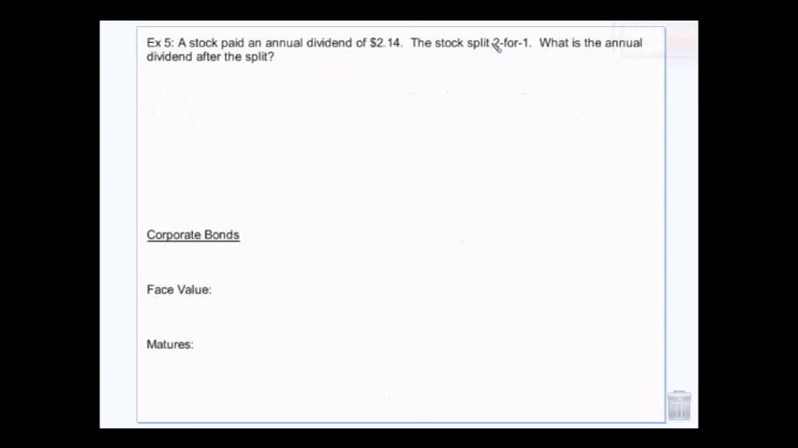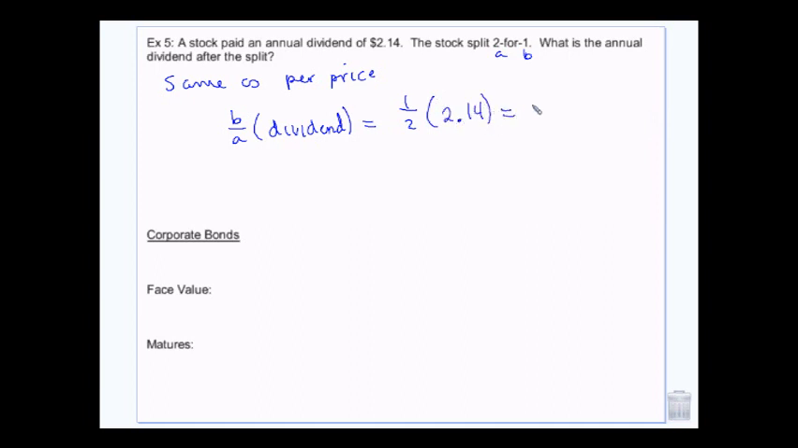Annual dividend, stock split. What happens to the dividend after the split? This is the same as a per share price. So I'm going to do, it's a 2-for-1, so this is A, this is B. Okay, so it's going to be B over A times the dividend. So I have 1 over 2 times 2.14. So it's now $1.07 per share, but you have twice as many shares. So your dividend didn't change.